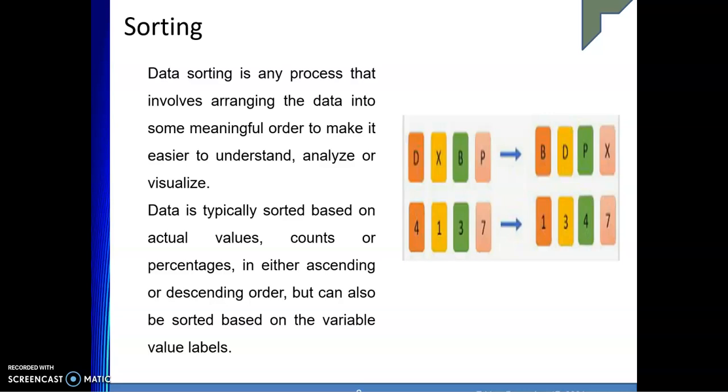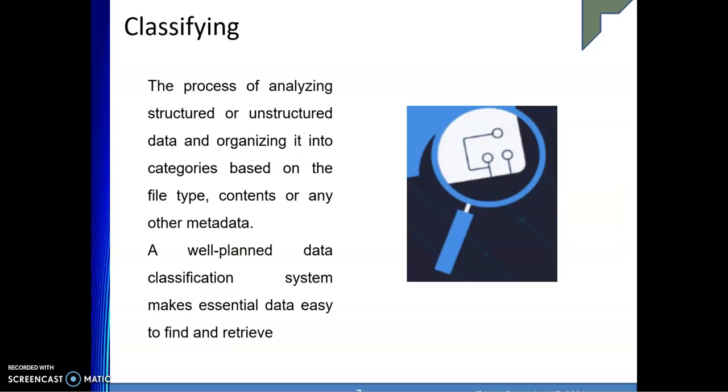Okay, or it can be in some kind of variable, value labels and all these things. Based on that, we can also sort the data. So sorting helps us give meaning to that data, helps us to understand, analyze, and to visualize this particular data itself. Okay. Having said that, we move into classifying the data.